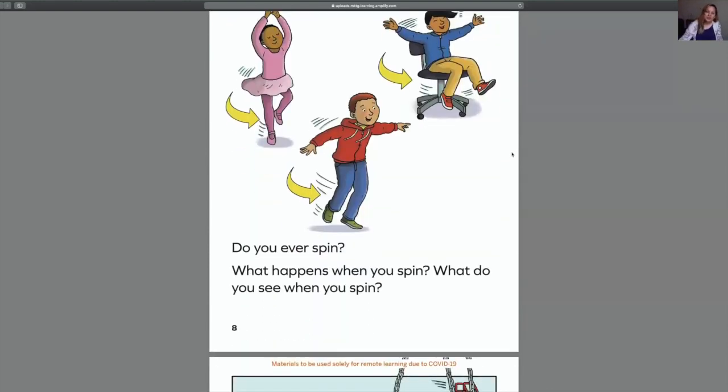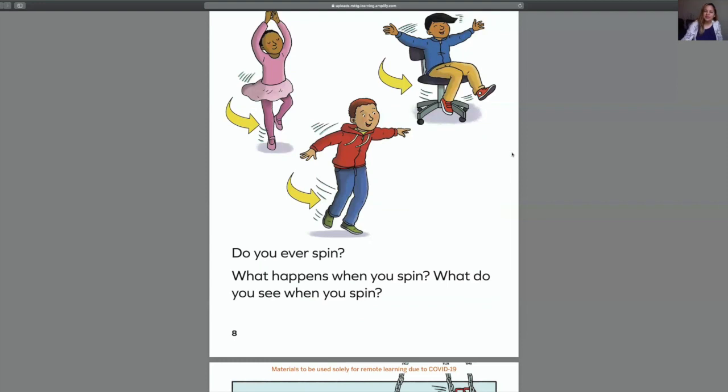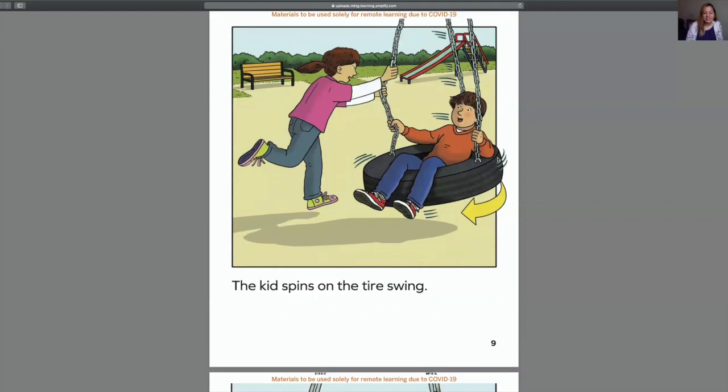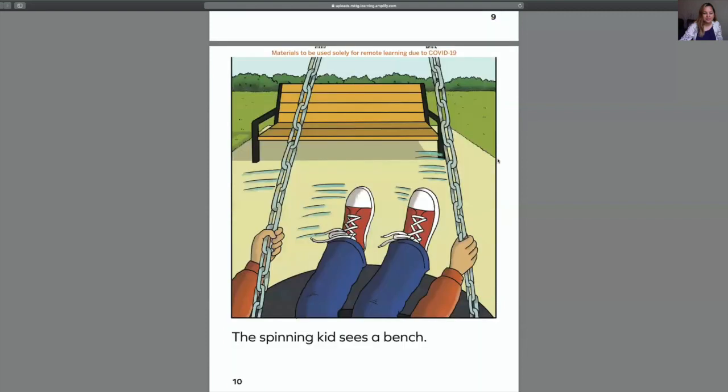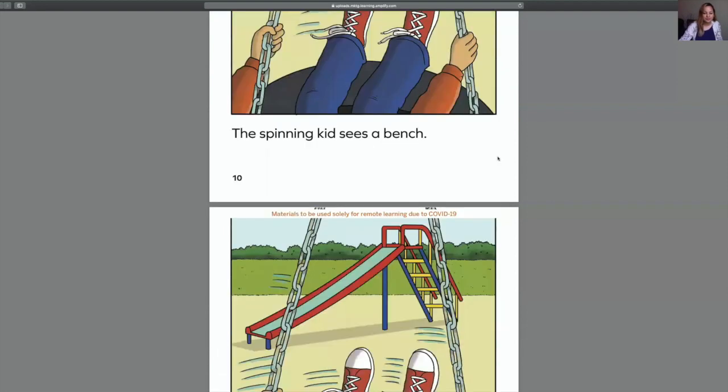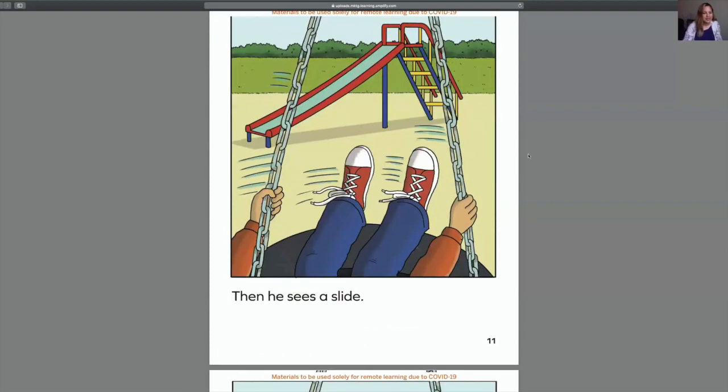Do you ever spin? What happens when you spin? What do you see when you spin? The kid spins on the tire swing. The spinning kid sees a bench. Then he sees a slide.